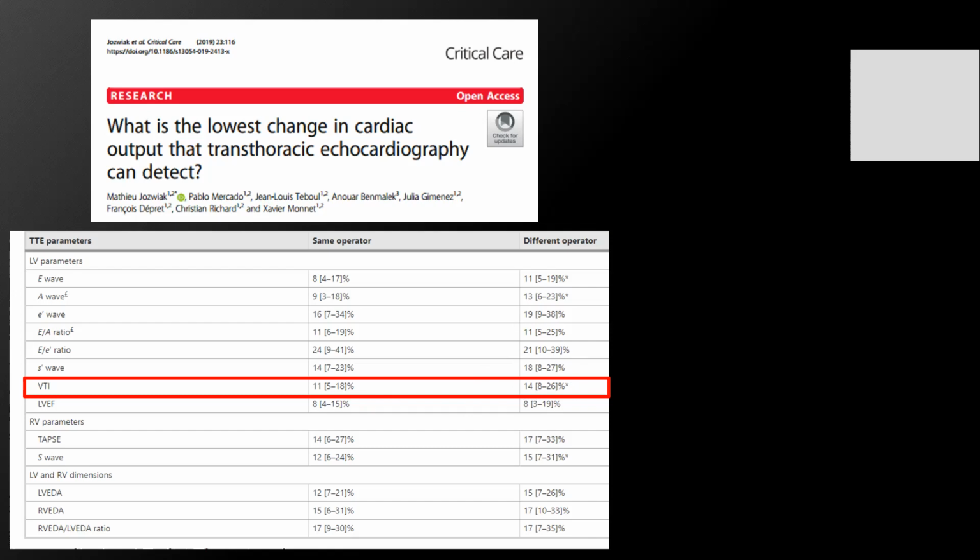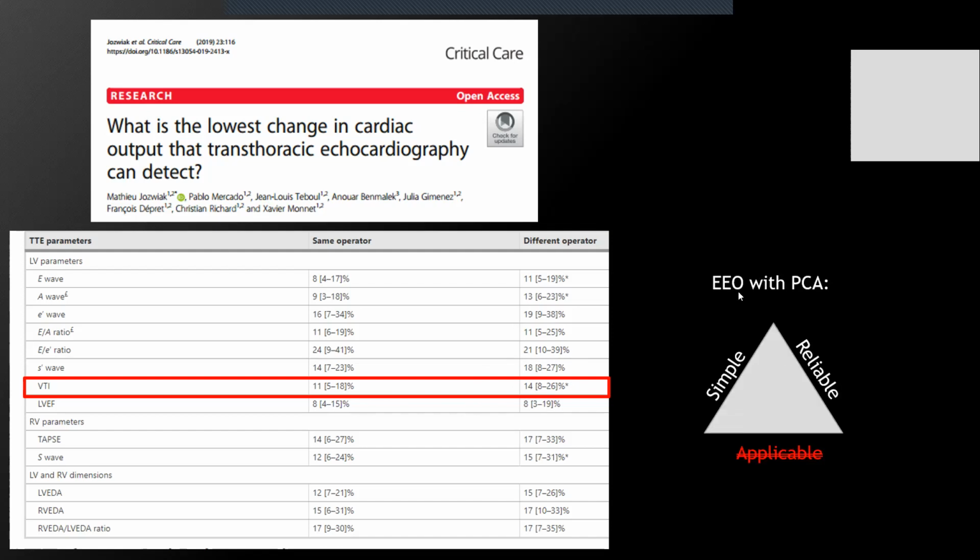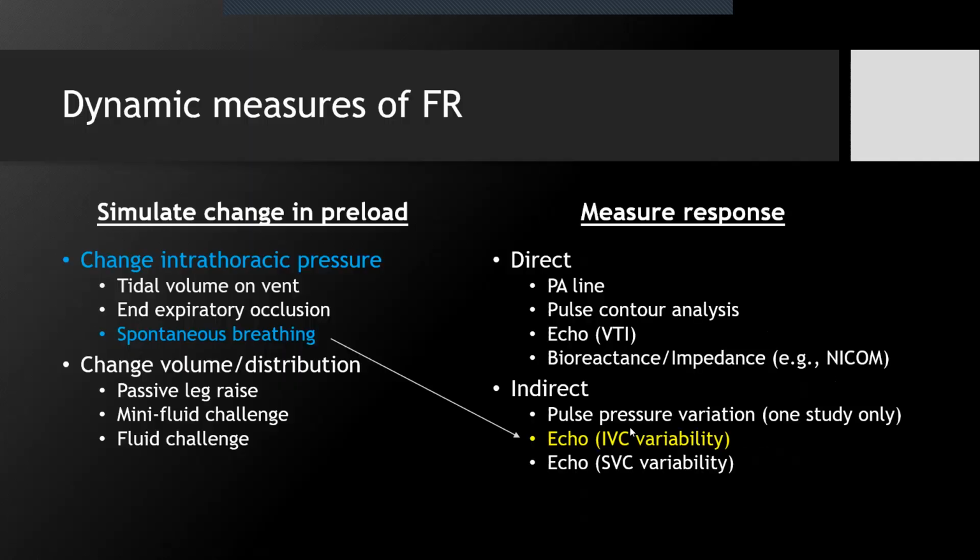There have been studies that connected an end expiratory occlusion with an end inspiratory occlusion and then made the argument that maybe you could use LVOT VTI, but I'm not going to get into that today either. So end expiratory occlusion with pulse contour analysis is simple and reliable, but not so applicable if you don't have it. But if you have pulse contour analysis, this might be a holy grail, but we'll get back to that discussion. It also depends on how much you trust it, which in general, I think people tend to.